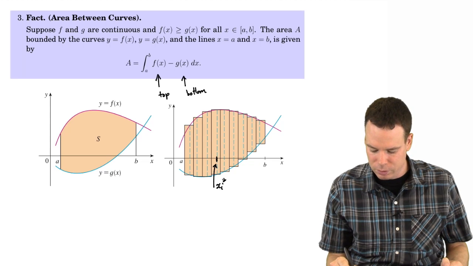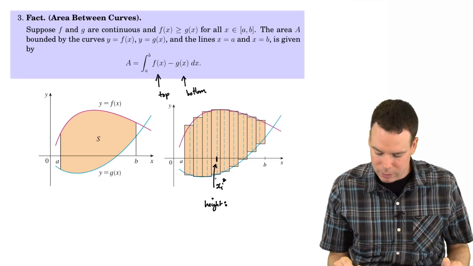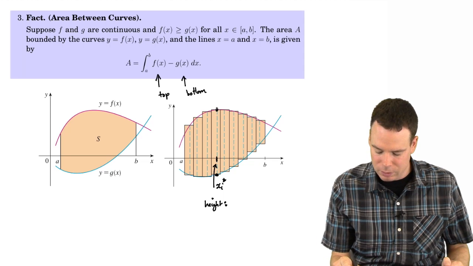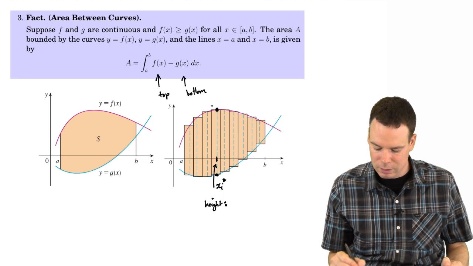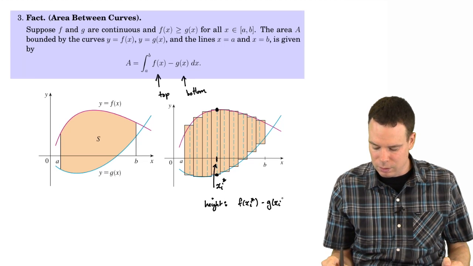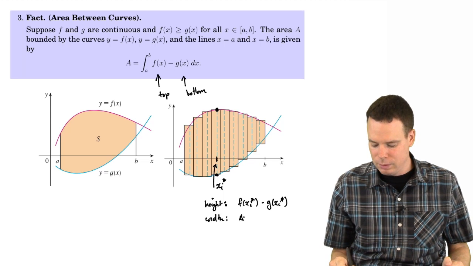There's our x sub i star. What's the height of that rectangle? Well, it starts down here on the blue curve and it ends on the red curve. It starts on g and ends at f. So the height would be given by f of x_i star minus g of x_i star. And what's the width? The width is delta x.